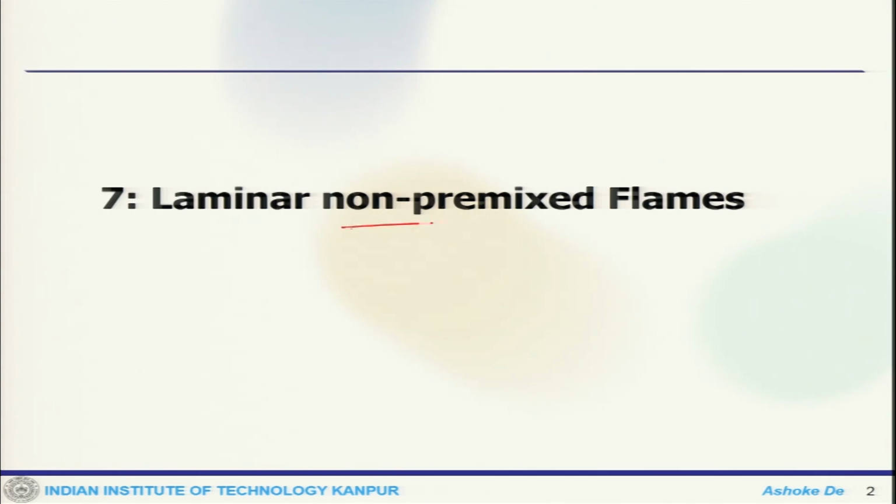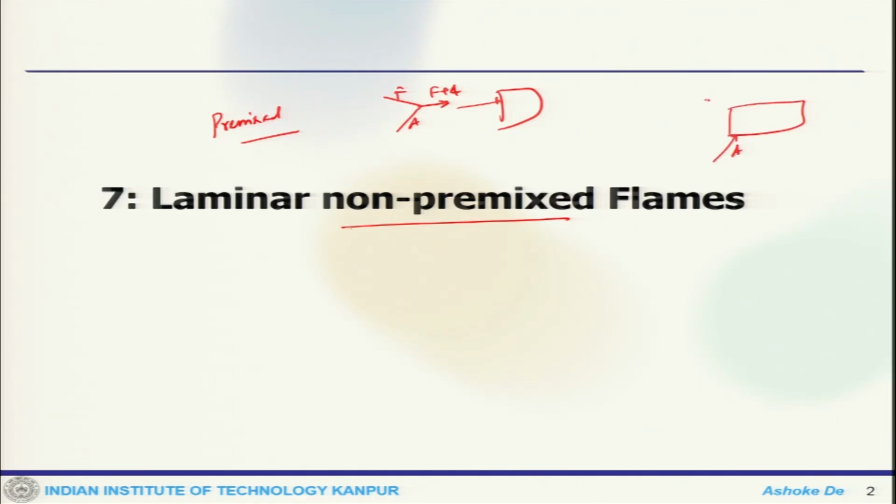Now, when you say non-premixed, which clearly makes a difference between your premixed system and non-premixed system. What happened in your premixed system? The fuel and air are mixed and then pushed to the combustion chamber, and in a non-premixed system, if this is your combustion chamber, fuel and air are injected separately, and the mixing takes place due to molecular diffusion inside the chamber before the ignition takes place.